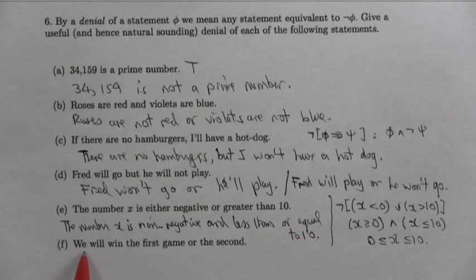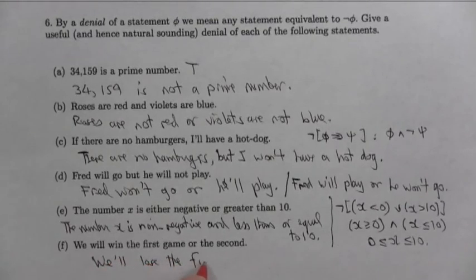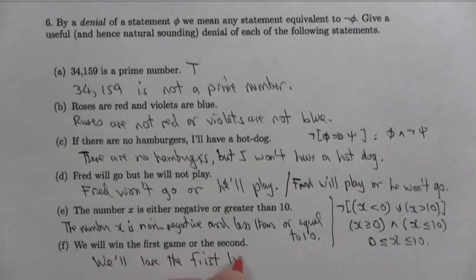The last one, part F, we'll win the first game or the second. The negation is that we'll lose the first game and we'll lose the second game, and the simplest way to write that is to say we lose the first two games.